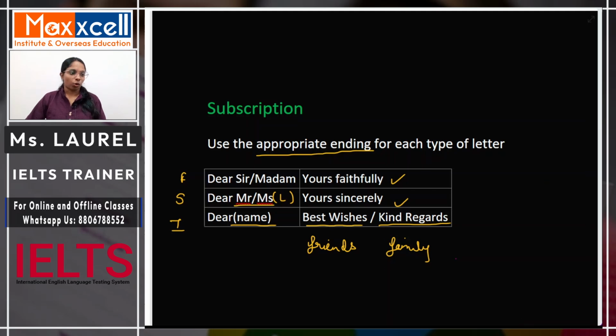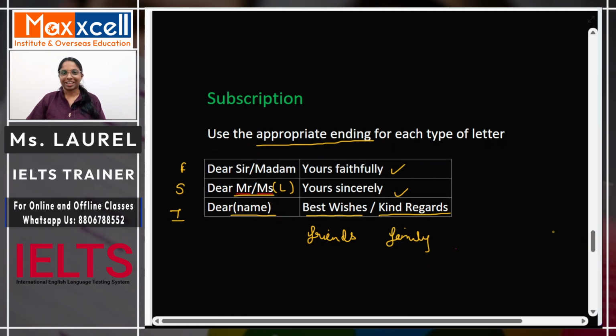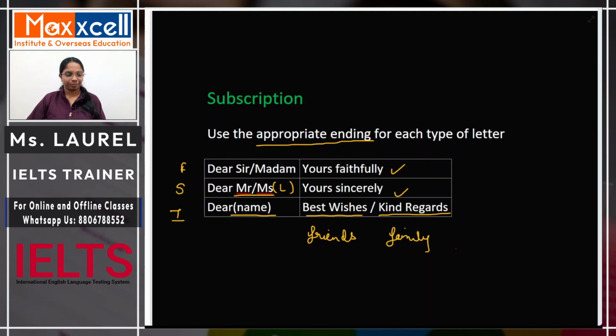Okay, so that's it. That is the format. So this is how you have to write a letter for IELTS. You're not going to write the address, and you're not going to include any extra information like the date. You're directly going to start with the salutation, and you're going to end with the subscription. And obviously at the end, after the subscription, you have to write your name. You have to sign off.